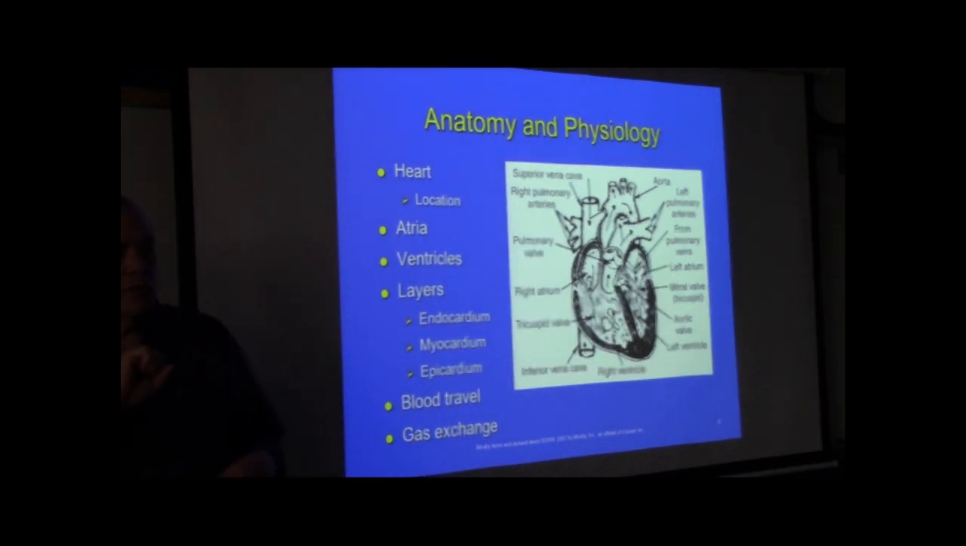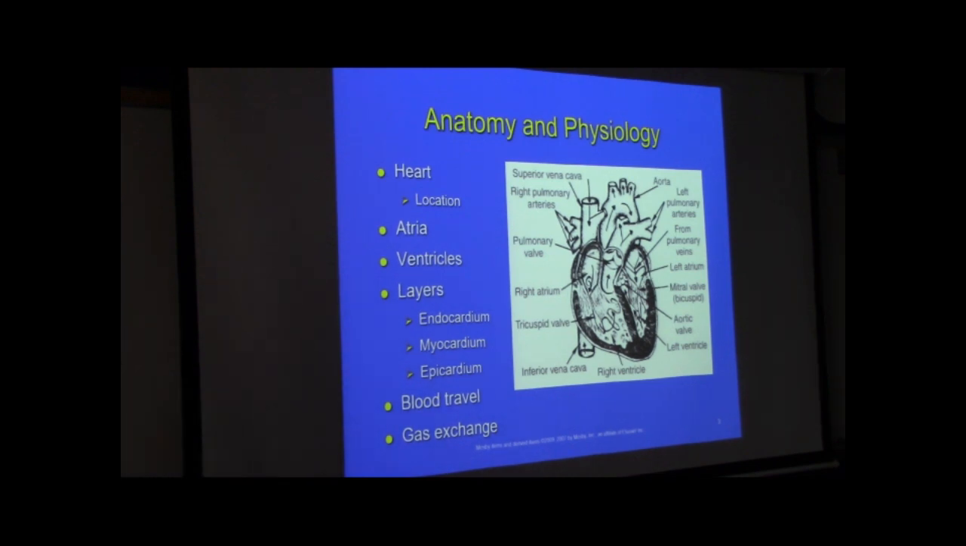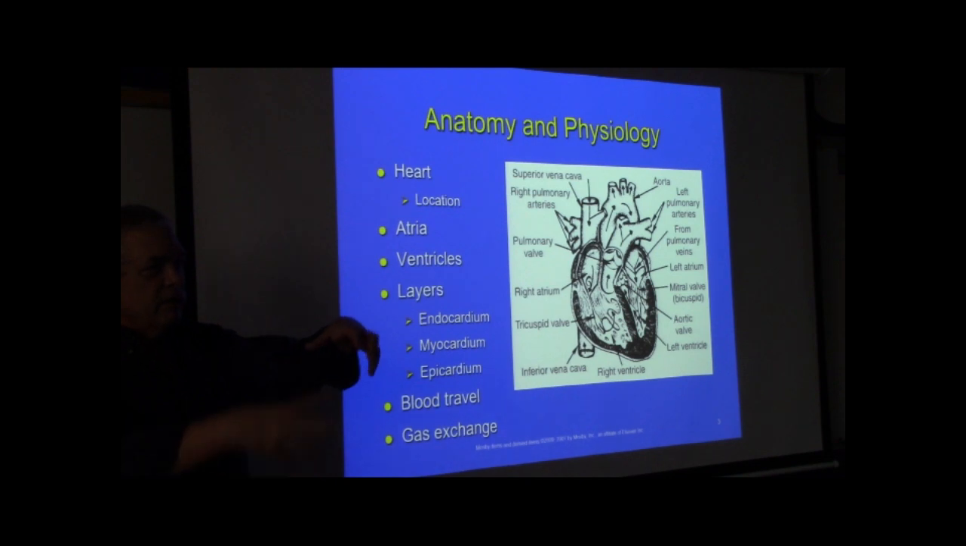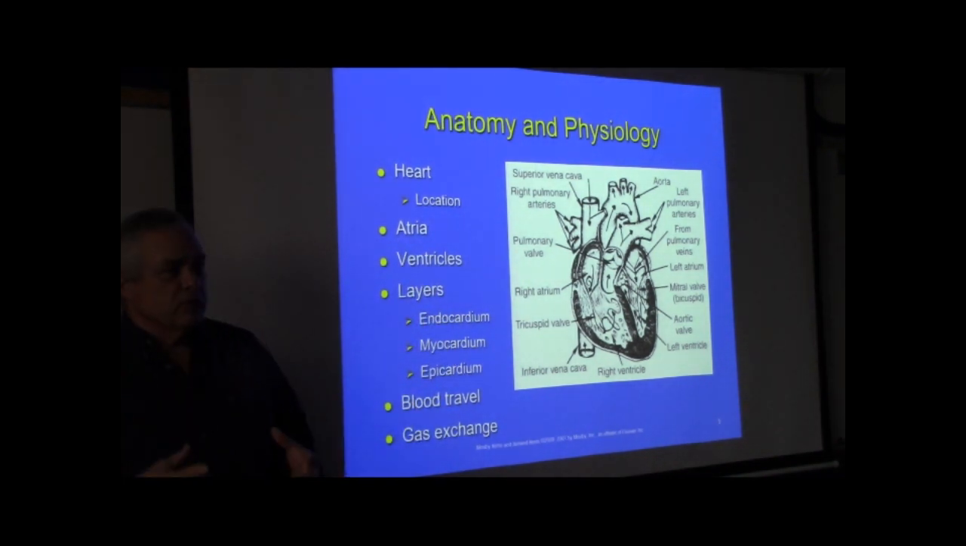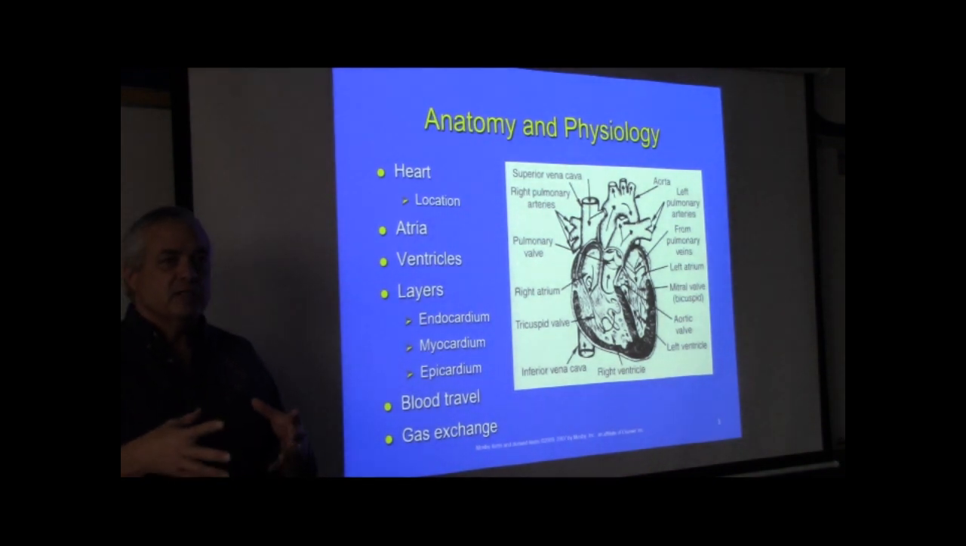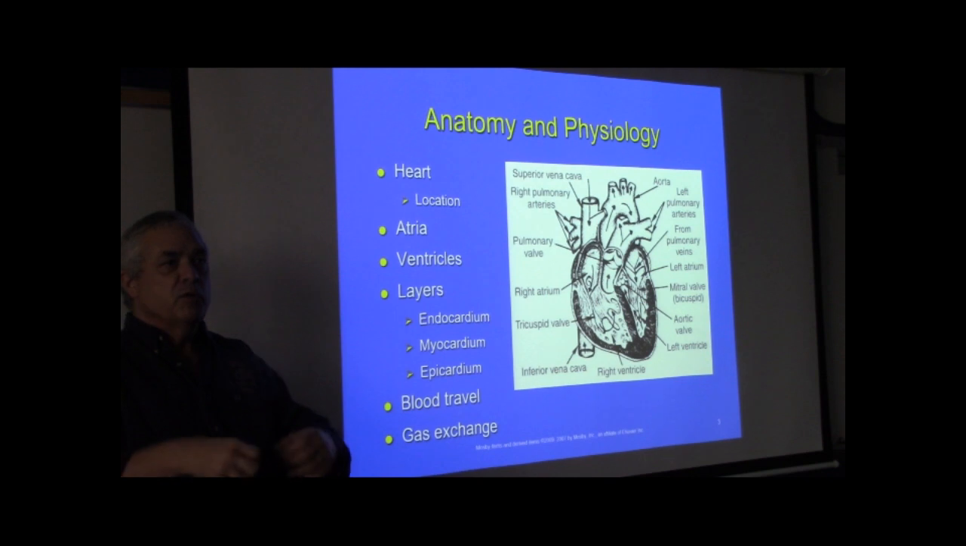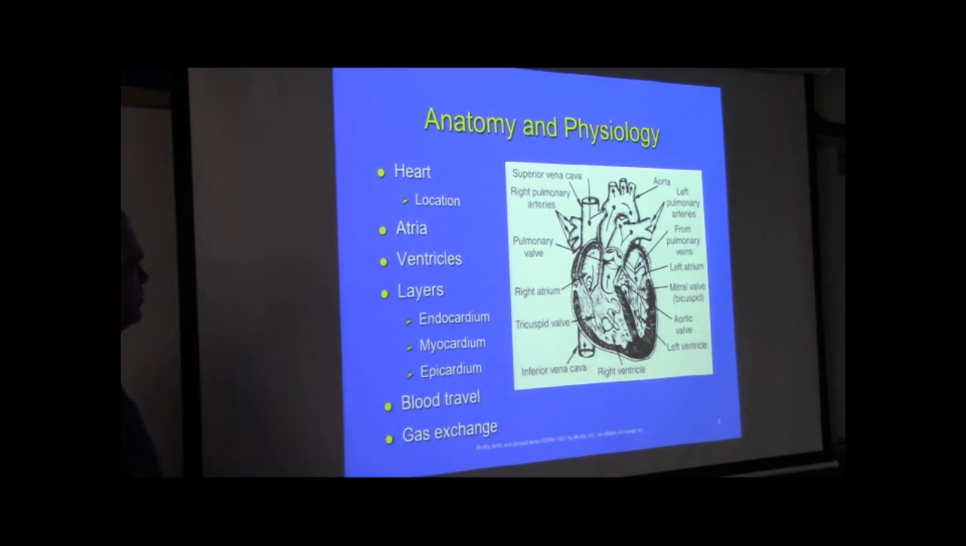The heart is directly behind your sternum, a nice bony plate to protect it. The atria are the rooms where the blood returns to the heart. The ventricles, you can think of those as the business part of the heart. That's where the actual blood flow is coming from, right and left ventricles.